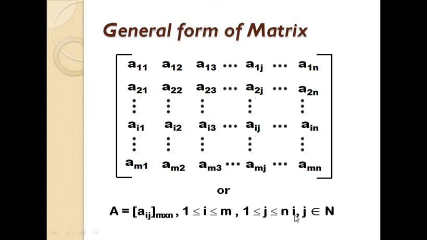Again, one more thing, i and j belong to N. Here N means natural numbers. That means i and j will always be positive non-zero integers. Again I repeat, i and j will be positive non-zero integers, that is basically the natural numbers. So i and j cannot be 0, cannot be negative, and cannot be a fractional value.